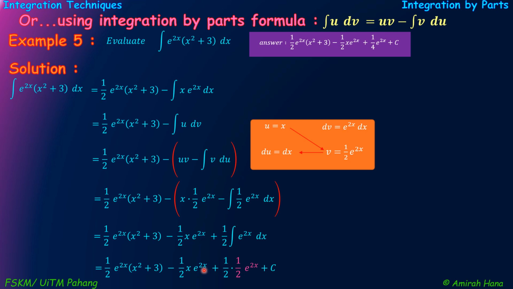So this is the final answer. But before that, we need to simplify half and half here. So we have half e to x times x squared plus 3, minus half x e to x, plus half times half equals 1 over 4 e to x, plus c. So this is the final answer. And when we compare it with the final answer from the tabular integral method, we get the same answer.